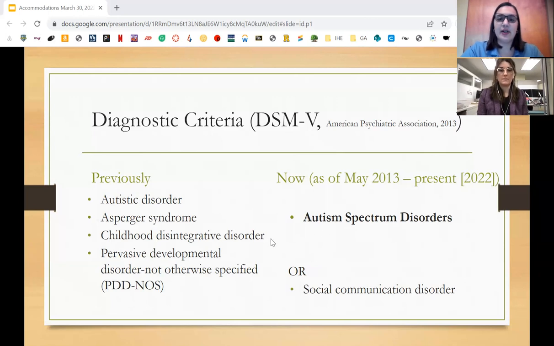If a person who was diagnosed with one of these disorders does not meet the criteria for autism spectrum disorder, they may meet the criteria for a social communication disorder under the DSM-5. So that's generally some of the social and communication criteria, but not all of the behavior criteria, which we'll talk about in just a minute.